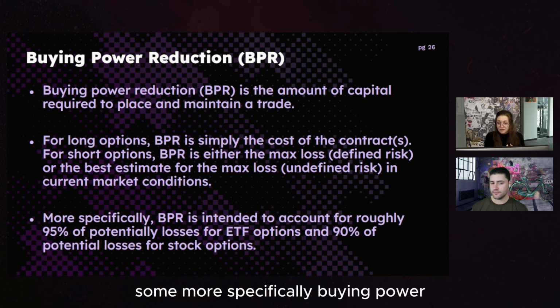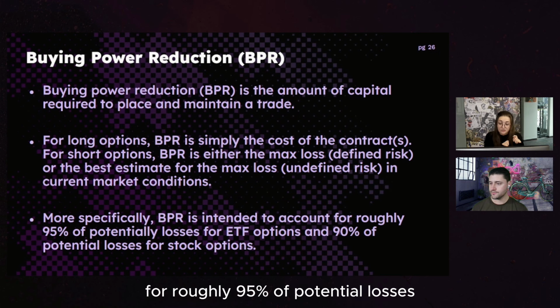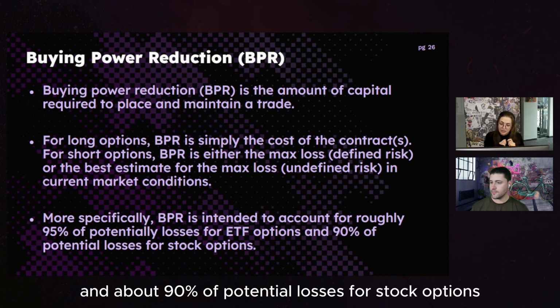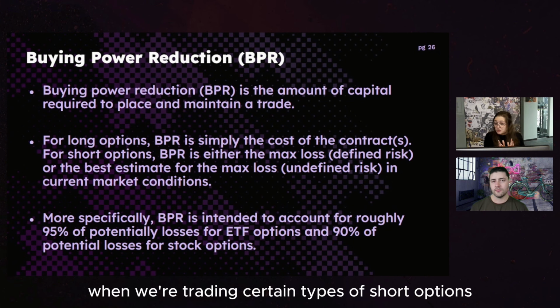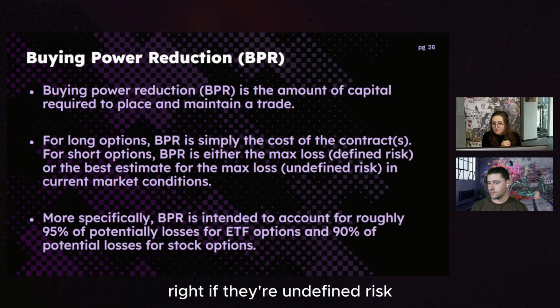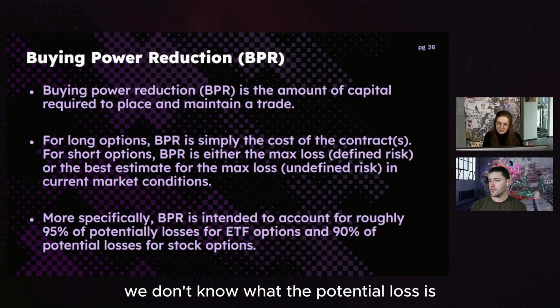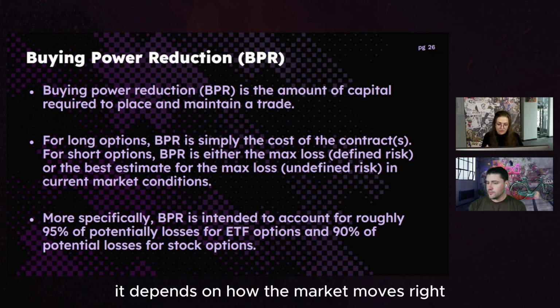So more specifically, buying power is intended to account for roughly 95% of potential losses for ETF options and about 90% of potential losses for stock options. Because remember that when we're trading certain types of short options, right, if they're undefined risk, the loss is not known. We don't know what the potential loss is. It depends on how the market moves, right?